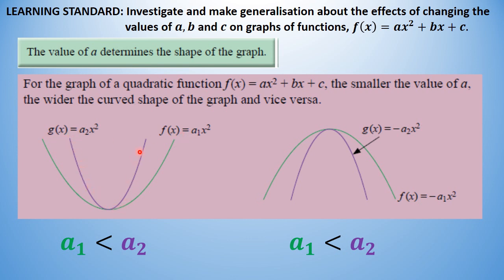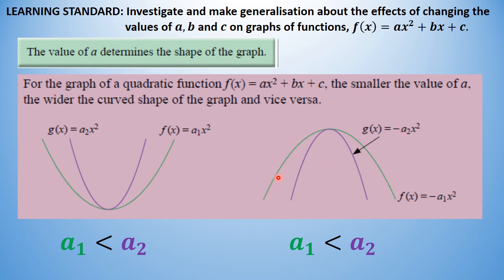The green curve graph is wider than the purple color graph, okay? But the value of a1 is less than a2. That means the graph is wider when the value of a is smaller. We look at this one: wider, but a is smaller. This one, the purple graph is narrower, so the a of the purple is bigger.